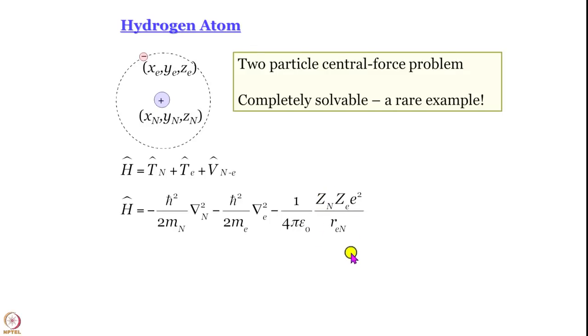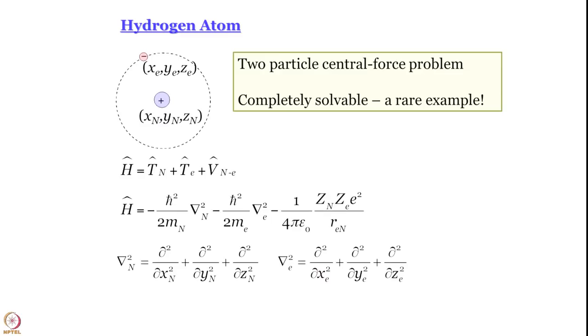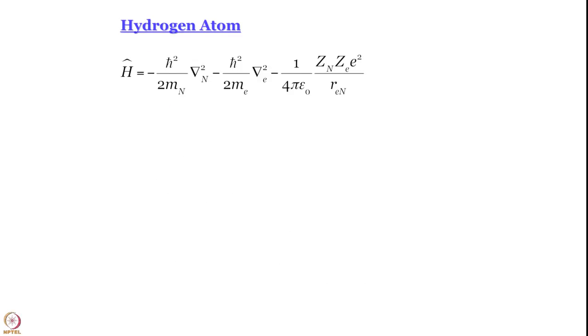Zn e is the nuclear charge, e is the fundamental unit of charge. Zd into e is the electronic charge, of course, Zd is going to be 1, well, minus 1, and Ren is the separation, instantaneous separation between the nucleus and the electron. So, that is the Hamiltonian. Okay? And lest we forget, the Laplacians are essentially del 2 del x 2 plus del 2 del y 2 plus del 2 del z 2 with the appropriate subscript, n for nucleus and e for electron. Great. So, this is what it is.